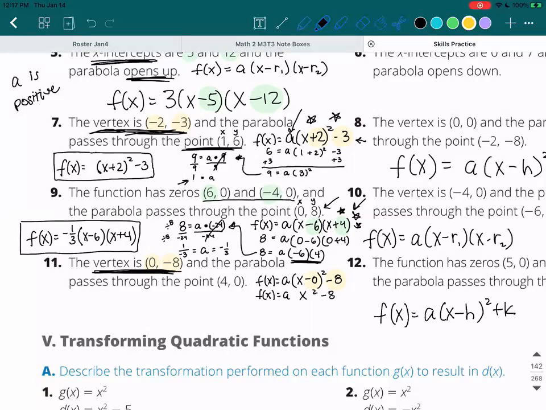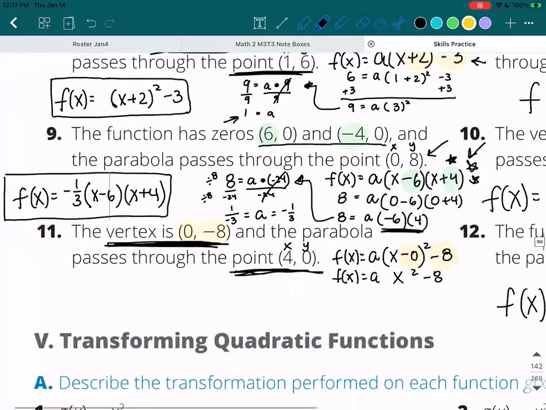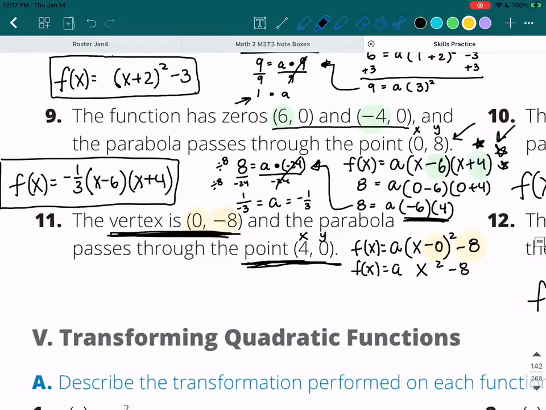And then our next step is to plug in the point (4, 0). So when we plug in this point, 4 is the x value, y is 0. So x is 4, y is 0. Let me zoom in so that you don't have to strain your eyes as much. So where it says f of x, I'm going to put the y value. So I'm going to put 0 is equal to a multiplied by our x squared. So our x value, according to the point they gave us, is 4. So it's a times 4 squared minus 8. Just plugging in our point that they gave us.